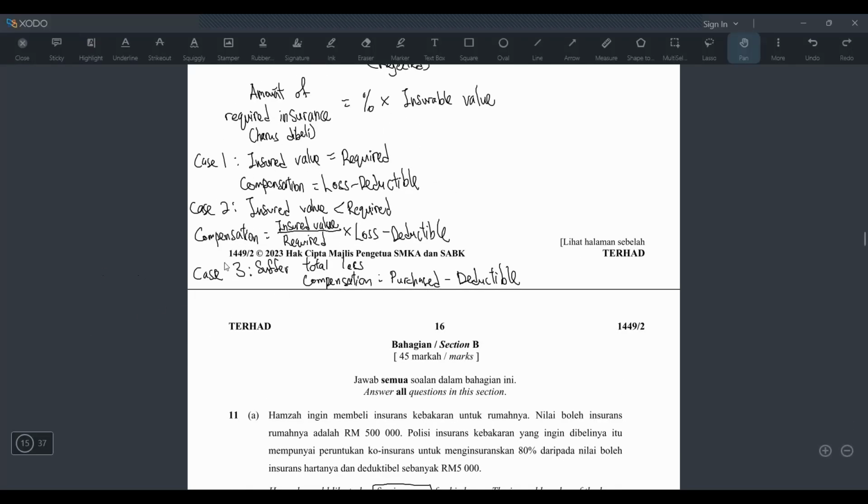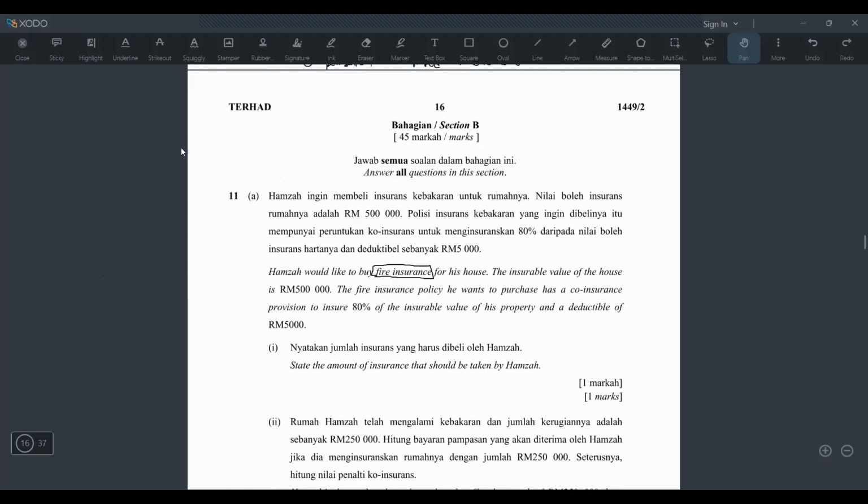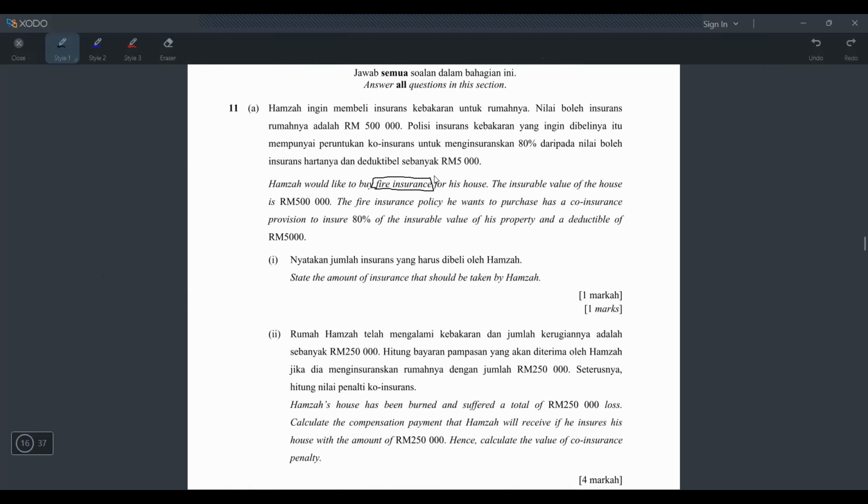All these things have to be in your head, all right? So let's do the question. Hamza would like to buy fire insurance. The insurable value is 500,000. The fire insurance policy he wants to purchase has a co-insurance to insure 80%. So I can get my required insurance already. Just take this one directly. And a deductible of 5,000.